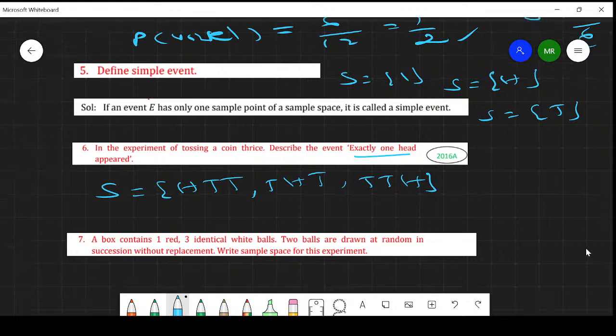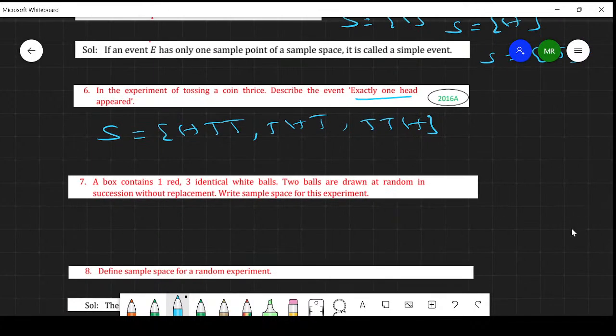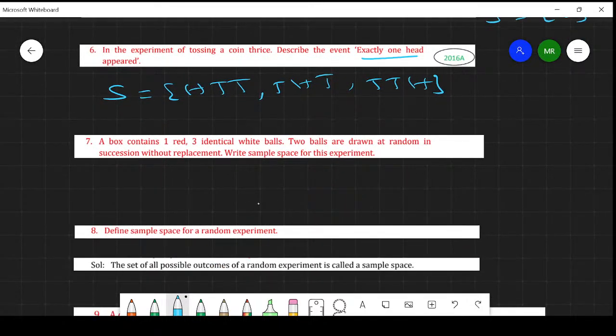A box contains one red and three identical white balls. Two balls are drawn at random in succession without replacement. They are not keeping the ball back.